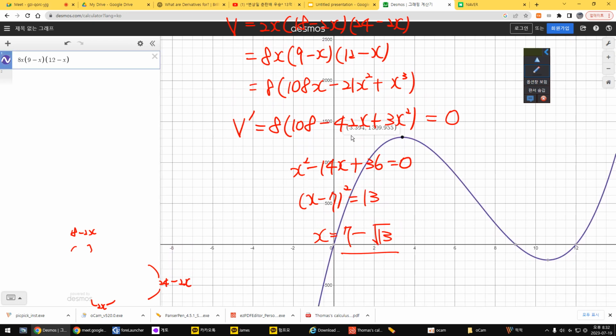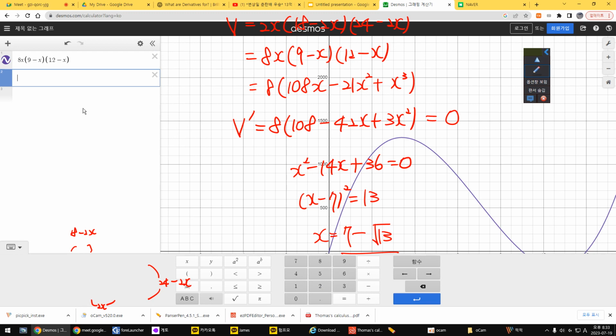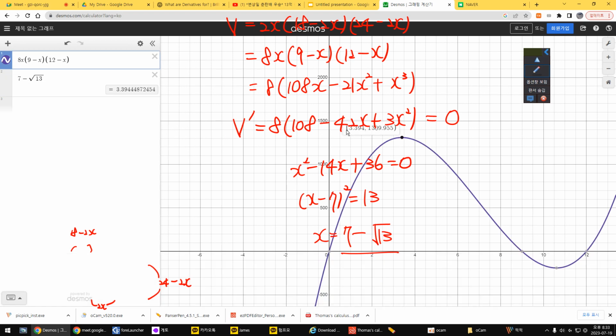Yeah, maximum occurs when x is 3.4. So if we estimate, this is 7 minus square root of 13. Yeah, that's also 3.39. That's this point. And so when the margin is about 3.4, the maximum volume is about 1310 cubic inches.